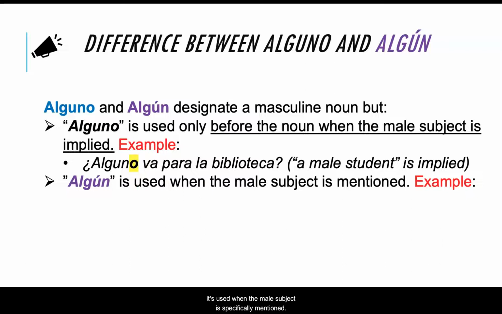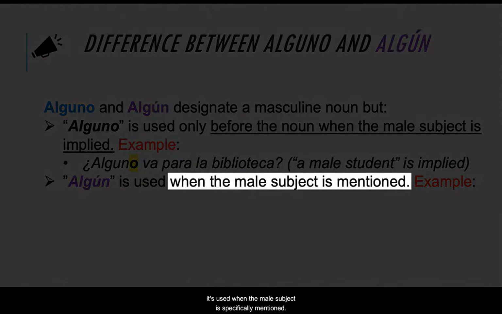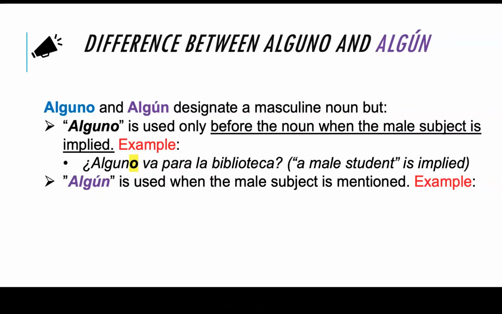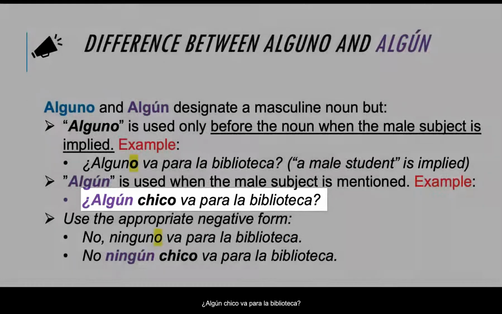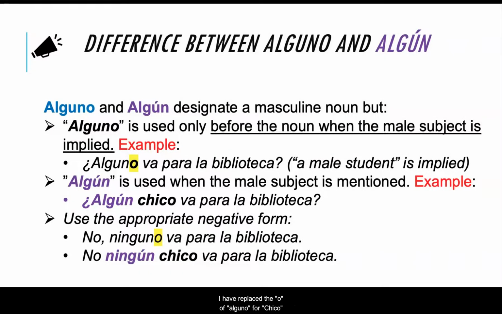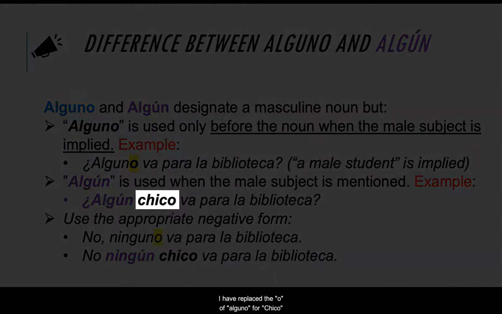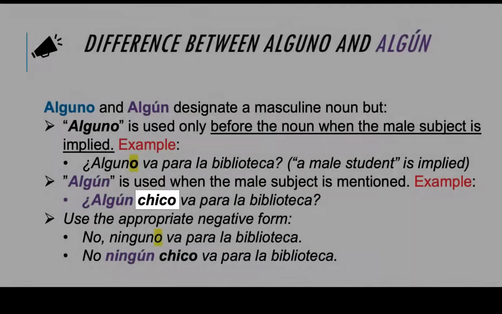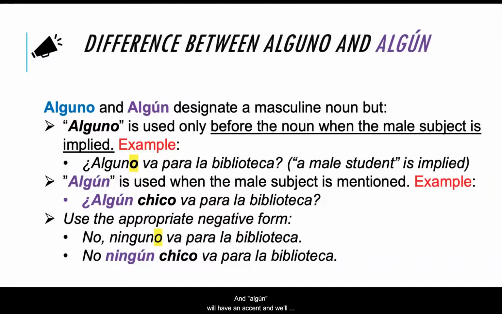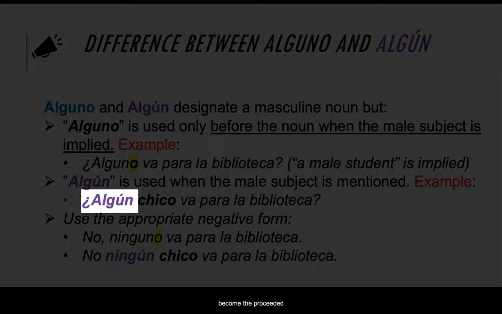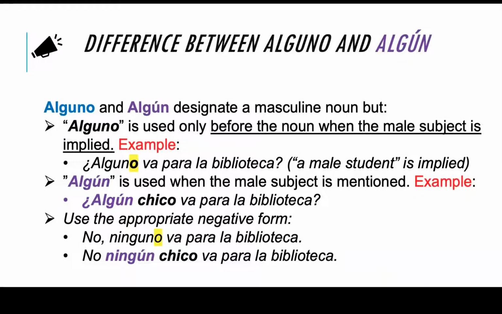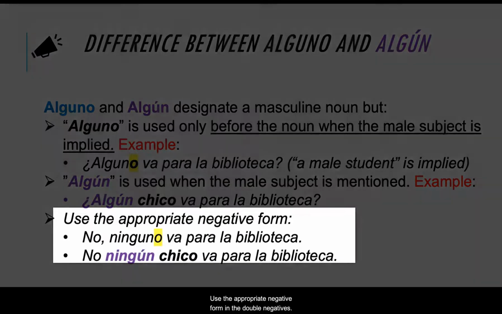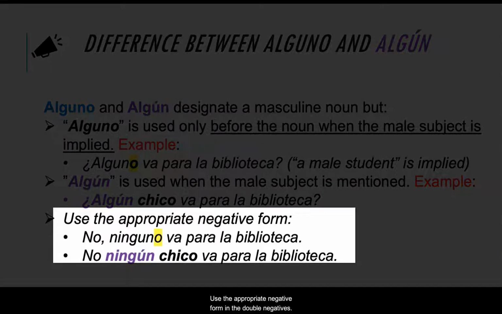Algún, however, is used when the male subject is specifically mentioned. So we get rid of the O. Example: ¿Algún chico va para la biblioteca? I have replaced the O of alguno with chico. And algún will have an accent and will become the preceding word. Use the appropriate negative form in the double negatives.